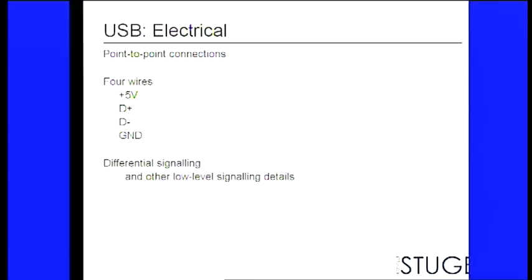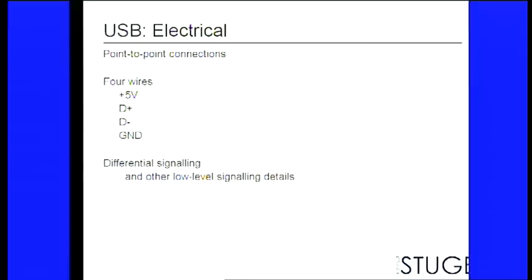Electrically, the connections are point-to-point, so on the cable level there's no splicing; cables just have to run from one port to another port, and it should be one A port and one B port. There are four wires in the cables. It's 5 volts and ground, and then there's differential signaling, so a data plus and a data minus.